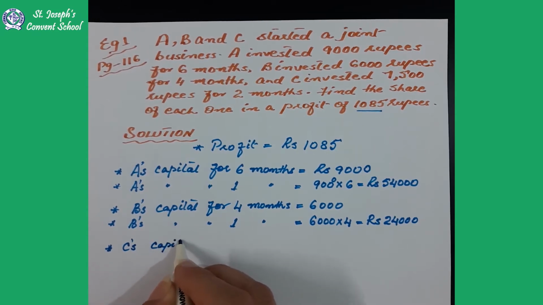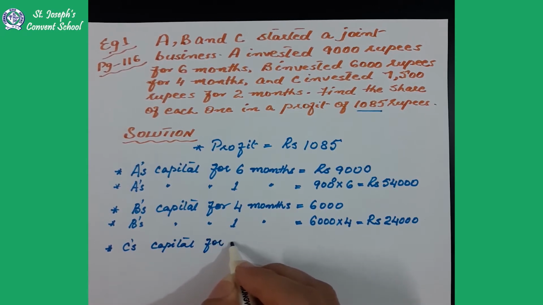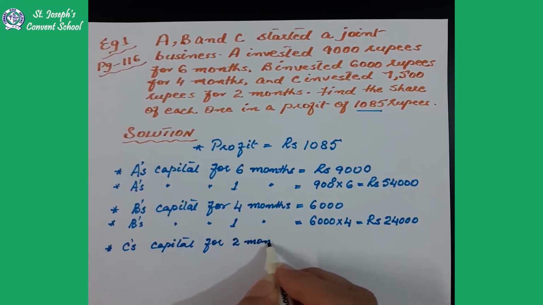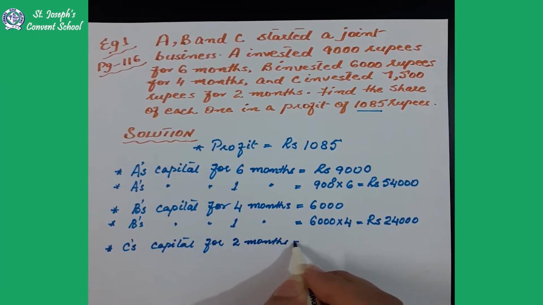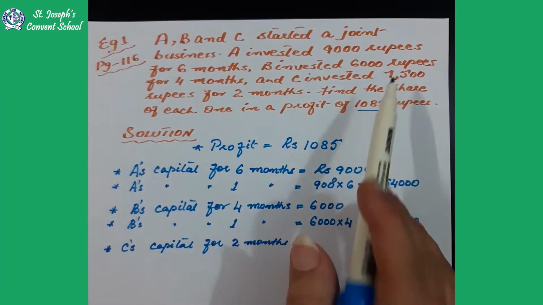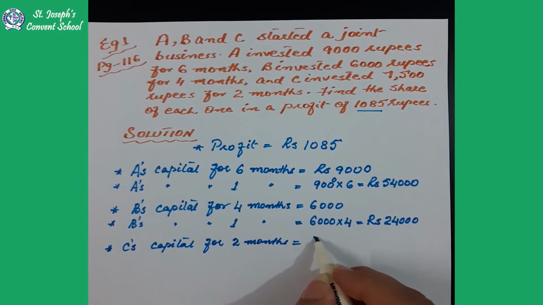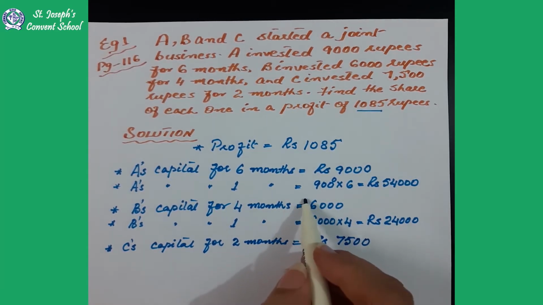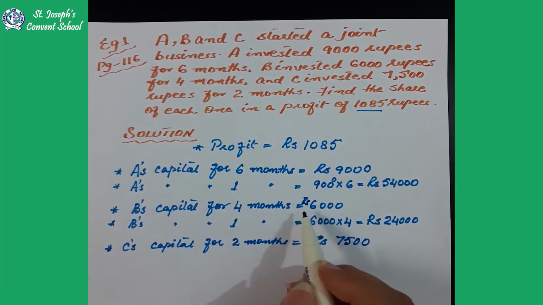C's capital for 2 months is rupees 7,500. Okay, here also write rupees.